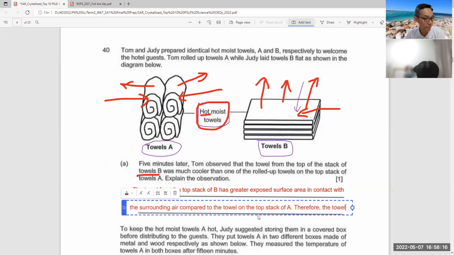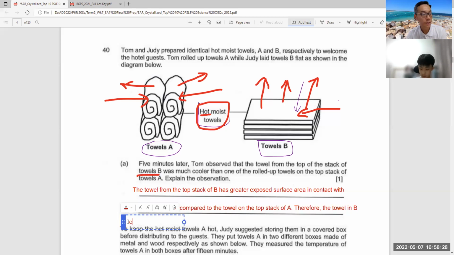okay, this one, the line may not be enough. So I need an additional line. Therefore, the tower in B can lose heat faster to the surrounding cooler air, because it's an air-conditioned room. Cooler air. So this is a reason.